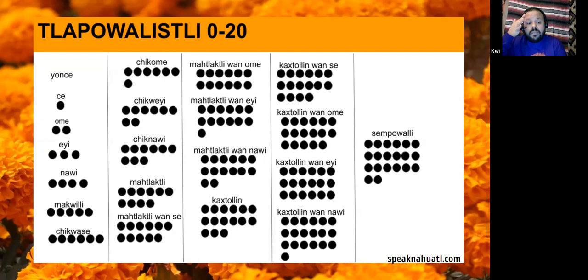Sempoalxochitl. We'll get further into numbers in later lessons, but just know that in Mesoamerican, or so-called Mesoamerican, cultures, the number systems are in base of 20s. So let's count from 0 through 20.